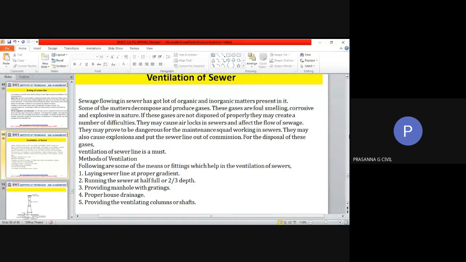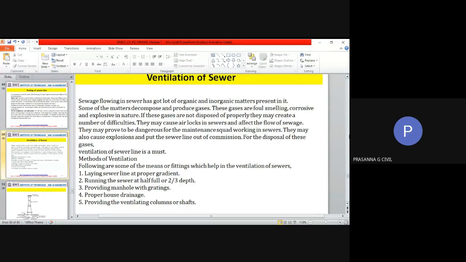Similarly, your wastewater flow will be obstructed when large quantities of air block the system. It causes airlocks in the sewers and affects the flow of sewage. This may prove to be dangerous for the maintenance squad working in sewers. They may also cause explosions and put the sewer line out of commission. For the disposal of gases, ventilation of sewer line is a must. There are various ways by which ventilation can be provided.